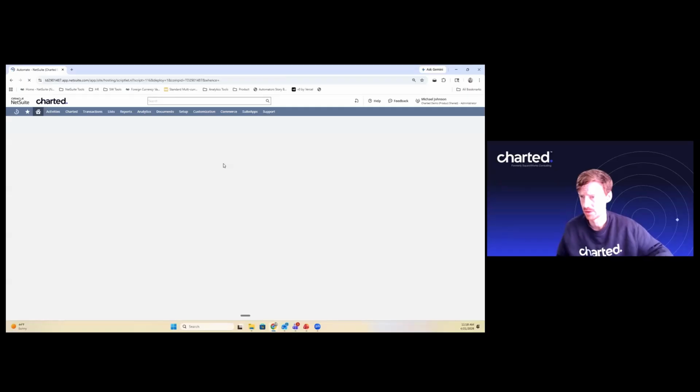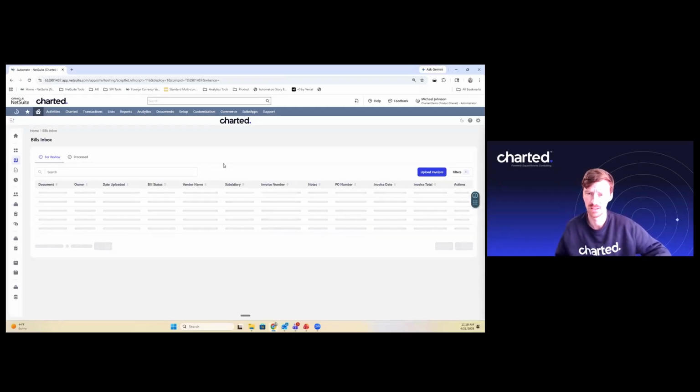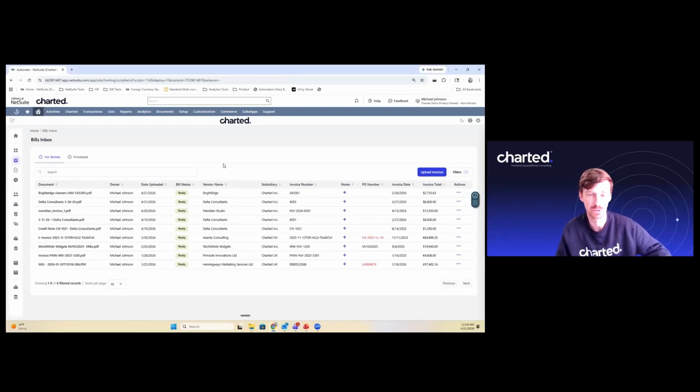And again, if you're not familiar with our product, our AP inbox is kind of the central hub where all invoices are going to come in. So invoices can come in either through email, or you can drag and drop invoices directly into the inbox to have them uploaded and scanned in real time. The inbox is going to contain some high-level information about what was extracted off of the invoice. So things like, what vendor was this associated with? What subsidiary was this associated with, if you're a multi-subsidiary organization? PO numbers, invoice numbers, etc.